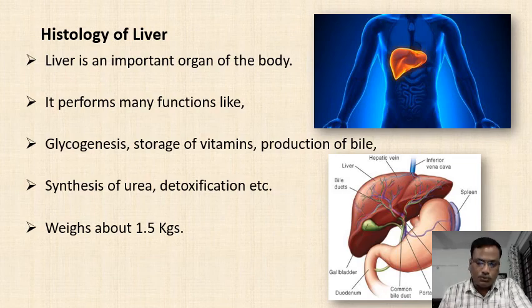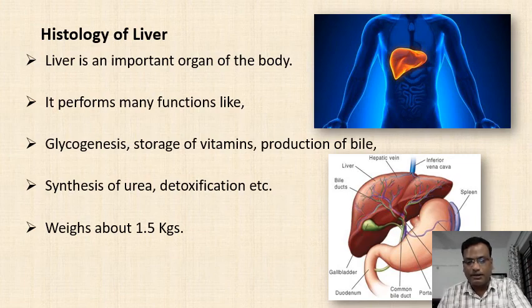and liver is involved in the production of bile juice. So this bile juice plays a very important role in the digestion of lipids, and the synthesis of urea, the process or the cycle called the ornithine cycle, where ammonia is converted into urea, also takes place in the liver.